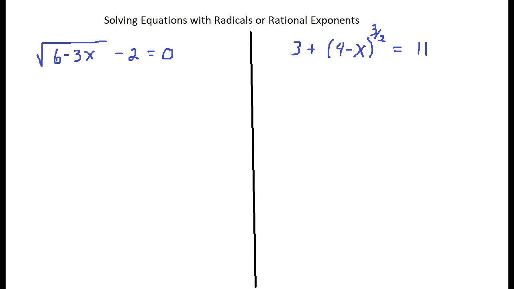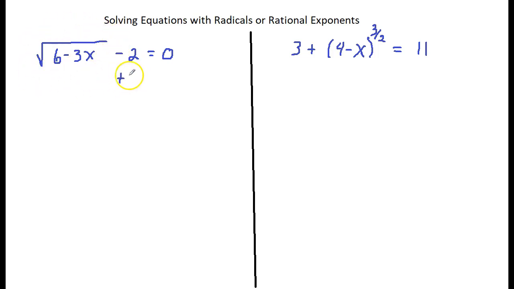Alright, in this video we are going to solve equations that will either be given radicals or rational exponents, which, you know, are interchangeable. So you could always change from one to the other, but I'm going to keep each in the form that they're in. Okay, so first thing you have to do is isolate the radical.